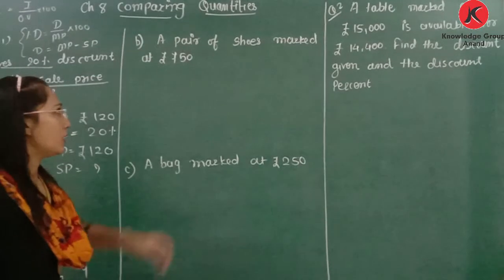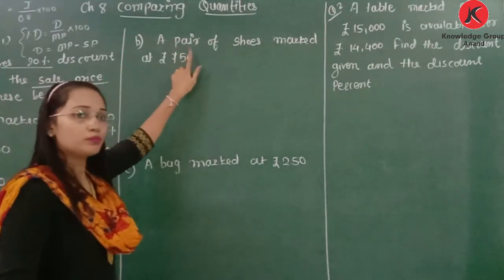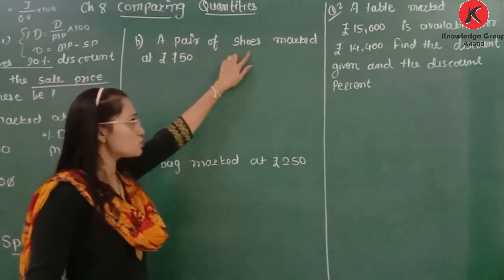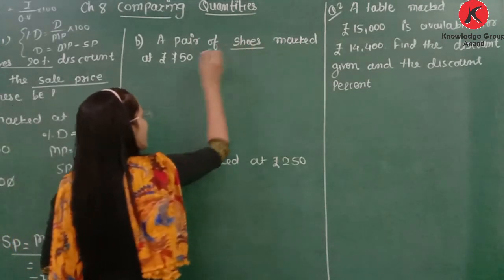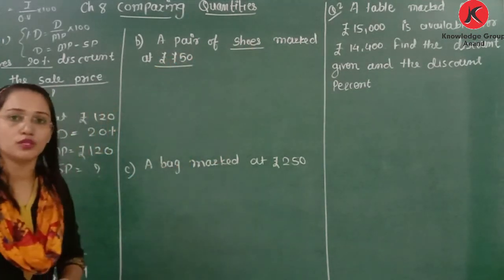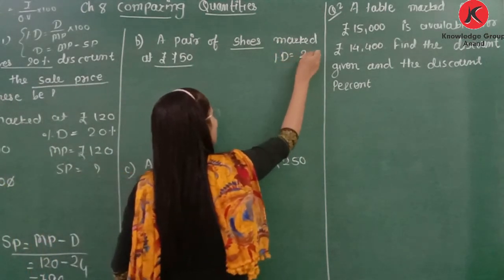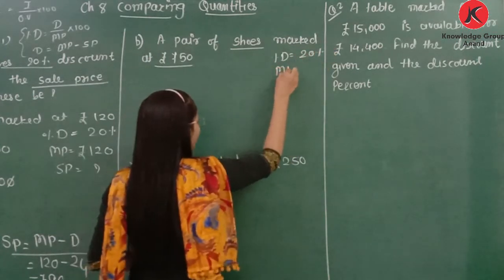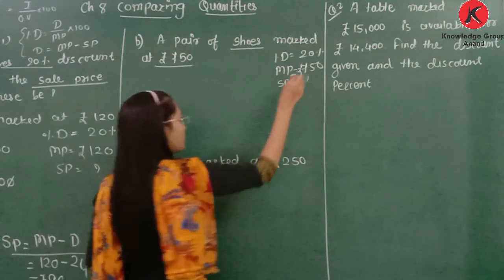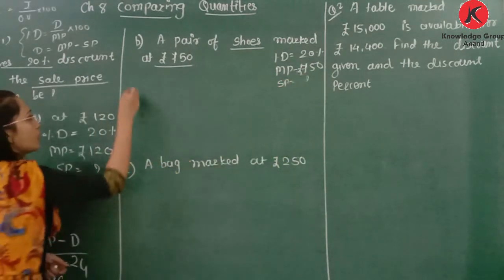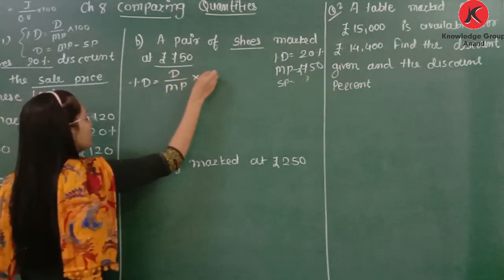Now same here, same 20% discount is there, but there is an item, a pair of shoes marked at rupees 750. Again, shoes is given and its marked price is 750 rupees. You need to find the selling price. So again we can write in the equation percentage discount is given 20%. Marked price is given 750 rupees and you need to find selling price. Okay, so again we can write the equation percentage discount is equal to discount divided by marked price into 100.